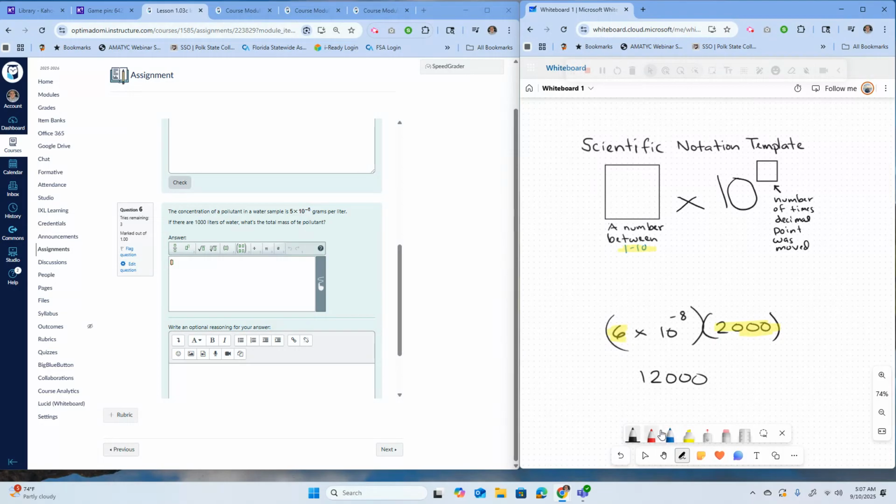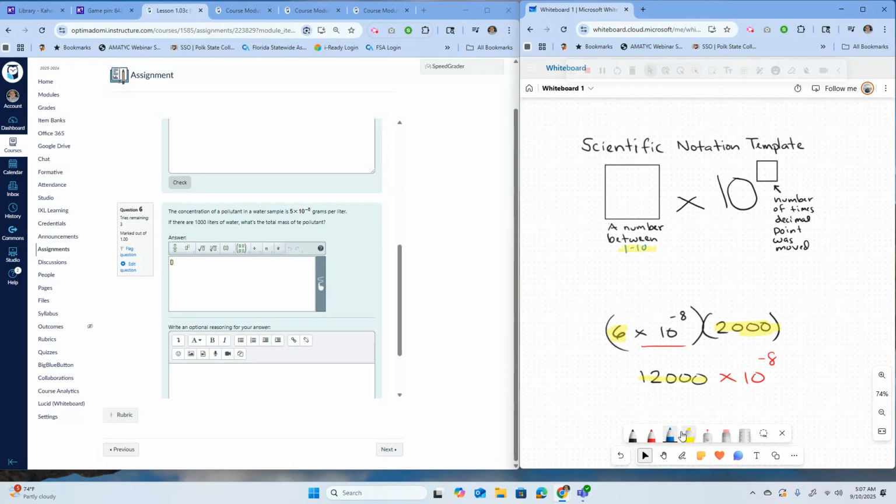The next thing I'm going to do is multiply the powers of 10, but 2,000 doesn't have a power of 10 right now. So I'm going to take the times 10 to the negative 8 power and put it right after the 12,000. However, my answer here is not in scientific notation because the 12,000 is not between 1 and 10, like you can see in the template above.